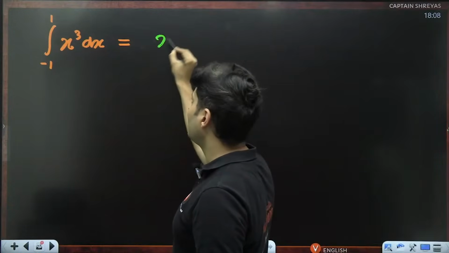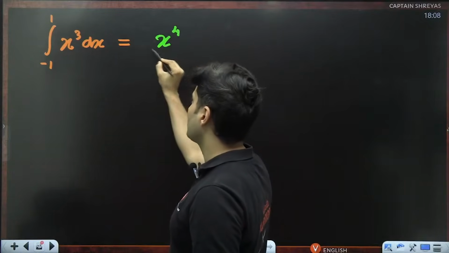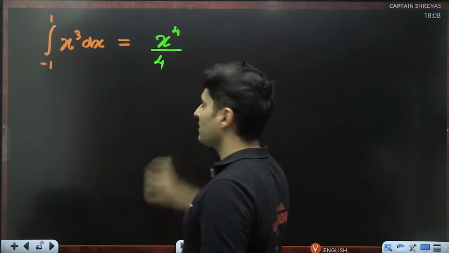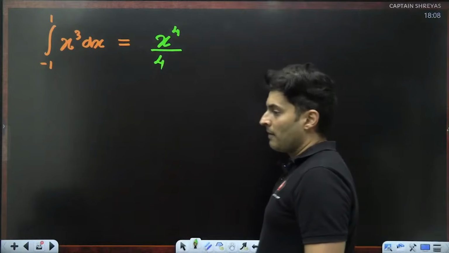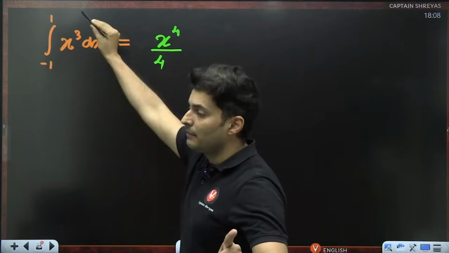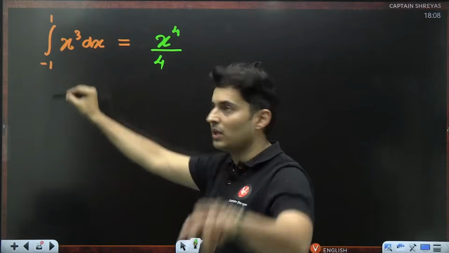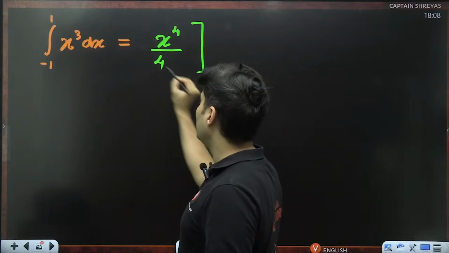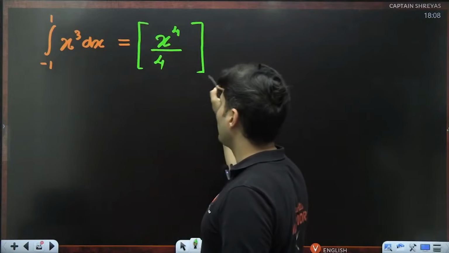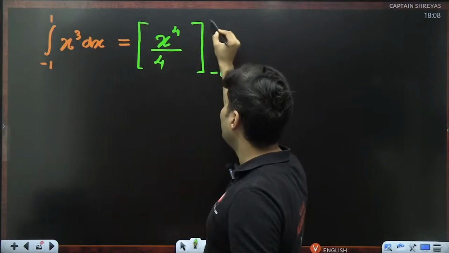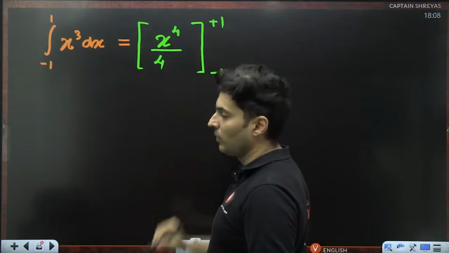X raised to 3's integration is x raised to 3 plus 1 upon 3 plus 1, which is x to the 4 by 4. Do not put plus c because there are limits. It's a definite integration, so no constant. I have not yet solved completely, so I represent it by putting square brackets. At the back of my mind, I know I have to put minus 1 and plus 1 over here.